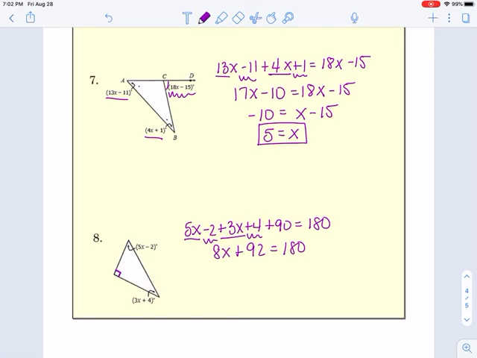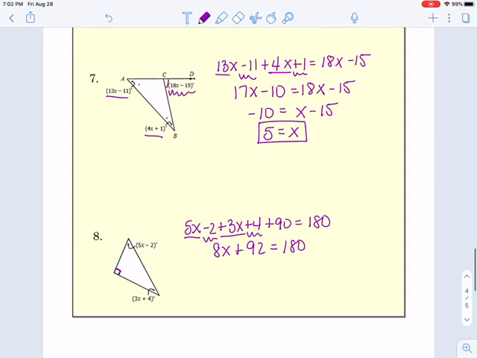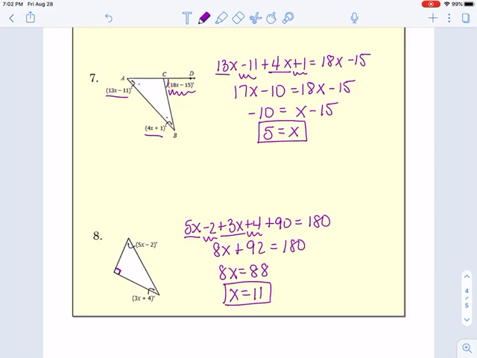Okay. And then we're going to subtract 92 from both sides. And 8x is going to equal 88. And when I divide both sides by 8, x should give me an answer of 11. Okay. And that is assuming that all of my math is right, but I am always right. So therefore, x will be 11.